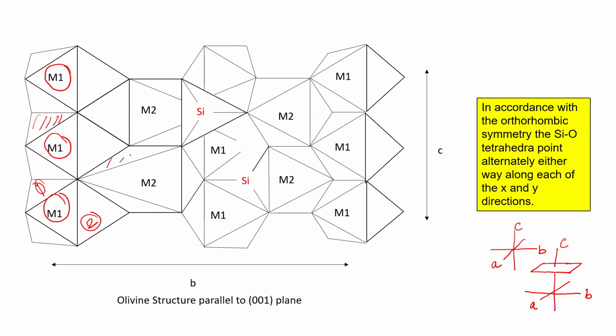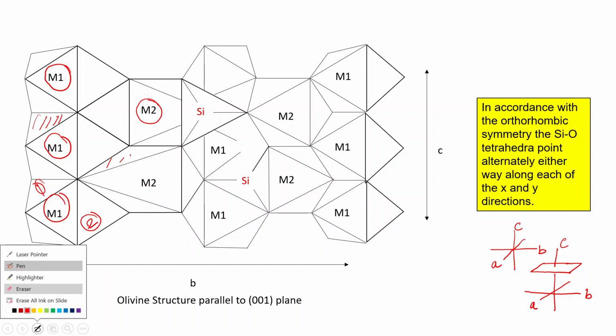But what about the M2? M2 site is located where the tip of one tetrahedron is facing the base of another tetrahedron. So here you can see that this triangle which is shown over here, this triangle which is incomplete, could have been the tip of one tetrahedron, but it is facing the base of this tetrahedron, which is marked by silicon. So to draw this, what you need to do is very simple. Just try to remember it rather than making it more complex.